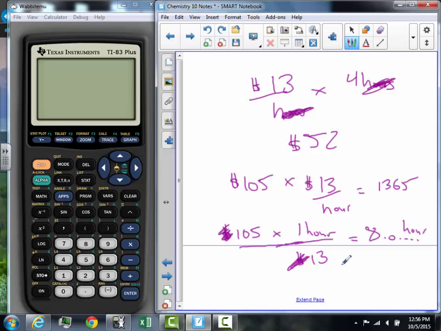And here's one more thought. You know how this money symbol right here canceled with that money symbol right here? What's the only unit that I didn't cancel out? Hours. So that's why he needs to work for about 8 hours.